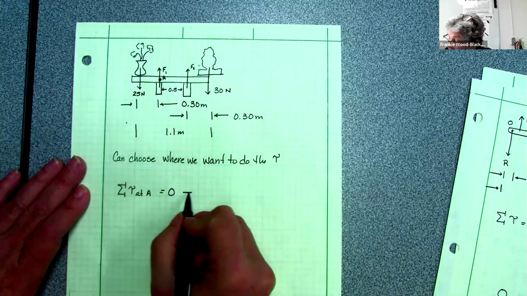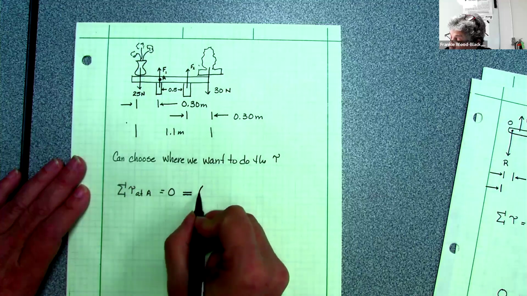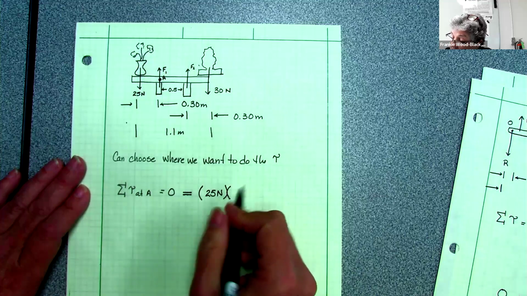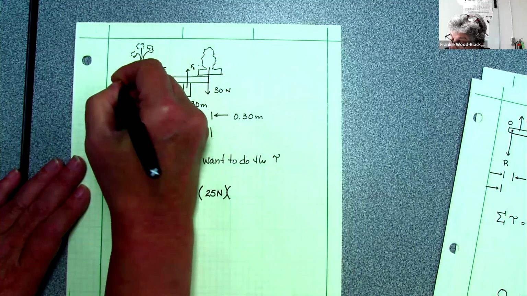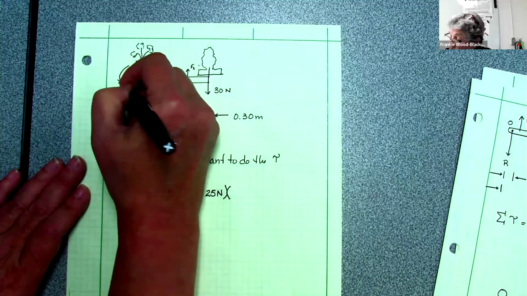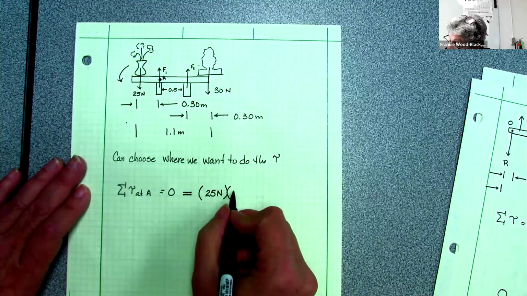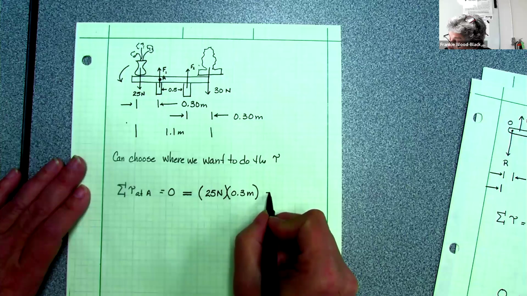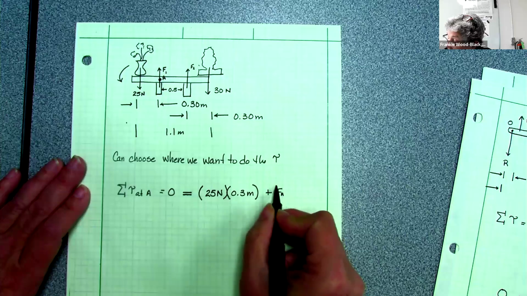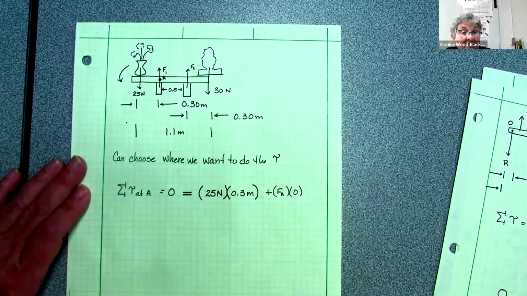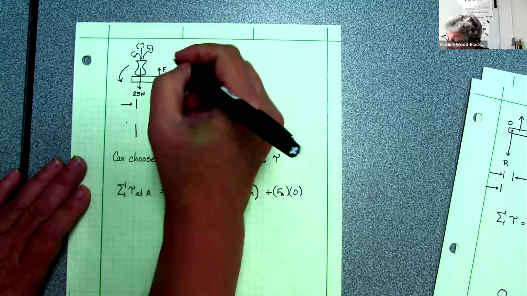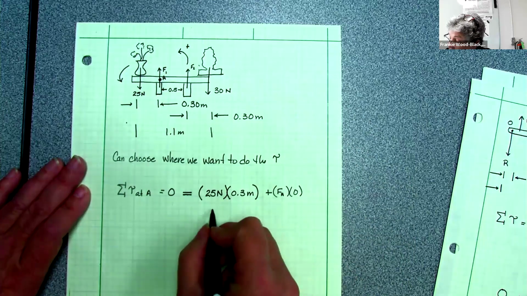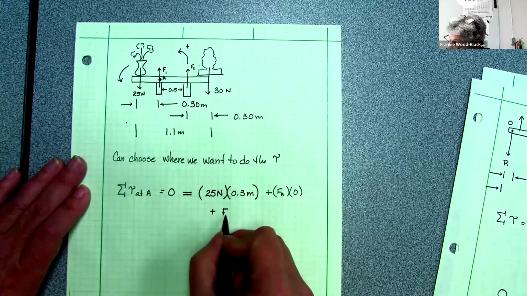So that's going to be my 25 Newton force times its distance. And we're going to look at how it's going to rotate around A. This one's going to rotate that way, so it's going to be positive. And this will be 0.3 meters. My force at point A is 0 because I set it up that way. This one is going to cause a rotation in that direction, so that one's positive.